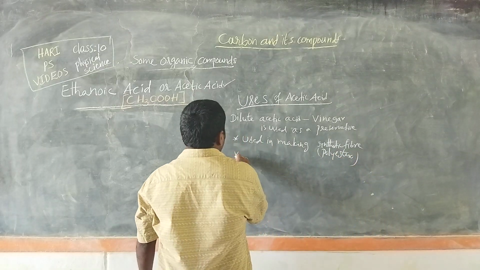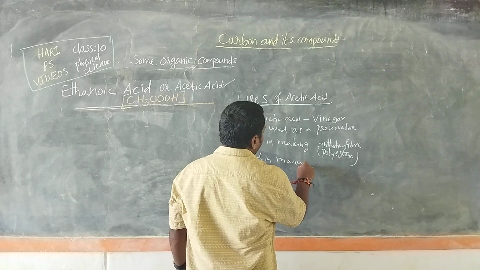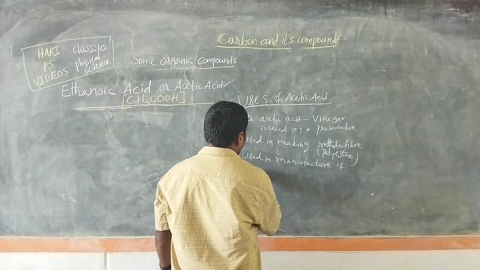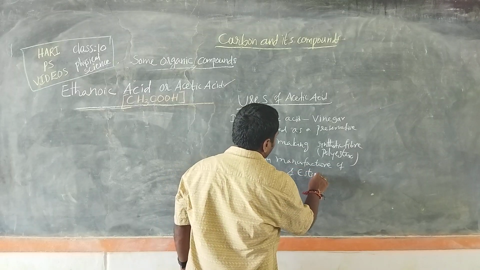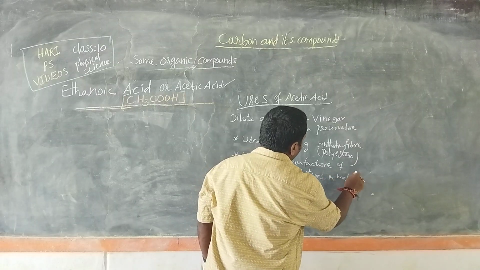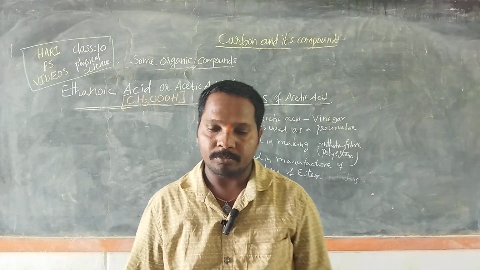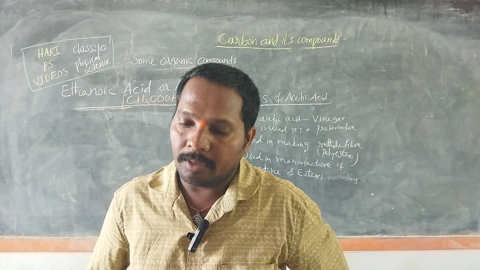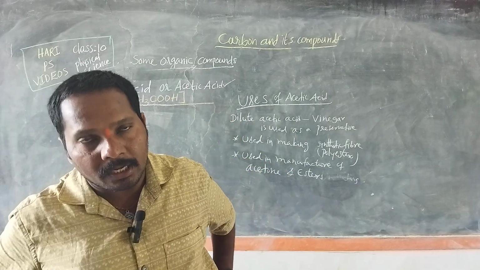Ethanoic acid is used in the manufacture of acetone and esters, which are used in making perfumes. Ethanoic acid is also used in the preparation of dyes, plastics and pharmaceuticals.